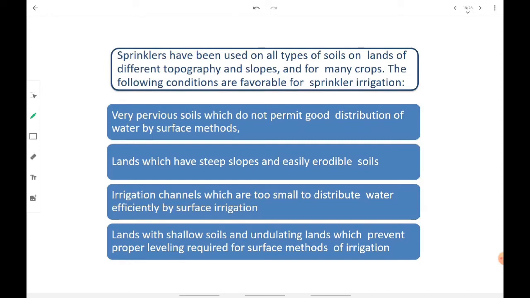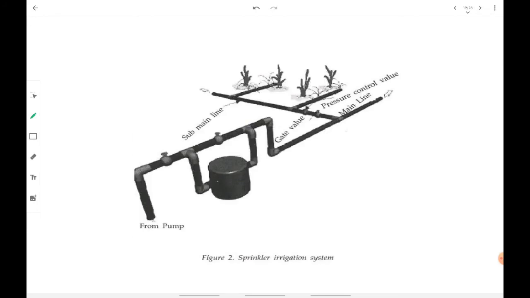See, whatever the methods of irrigation we saw previously are totally unsuitable for the conditions which are given for sprinkler irrigation. Sprinkler irrigation is the only one that can work in erodible soil, also on slope, also on soil which is more prone to get eroded, and the soil which has low thickness, which does not have the thickness of proper level. So let's see the diagram.